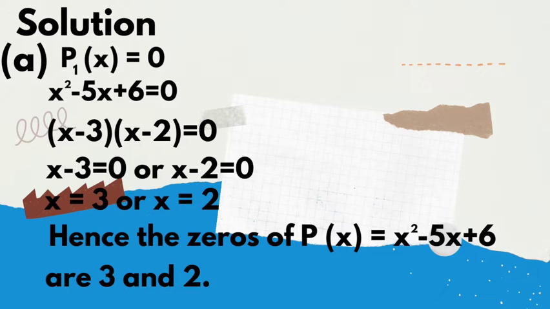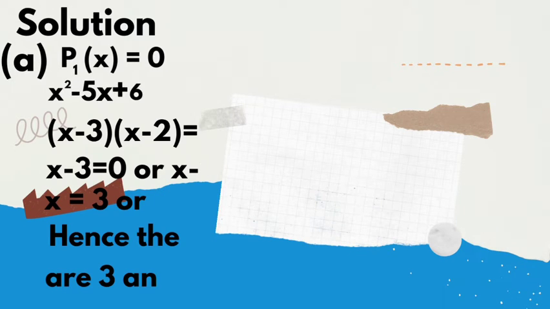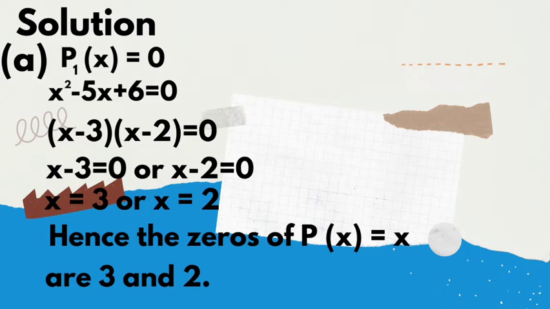So this polynomial is a quadratic equation, and to solve this equation, to factorize and look for the values of x, you look for two numbers that you multiply together to get 6, and when you add together it gives minus 5. And what are those numbers? Minus 3 and minus 2. And that's the reason why the values of x there are 3 or 2. Hence the zeros of p of x is equal to what? 3 and 2.